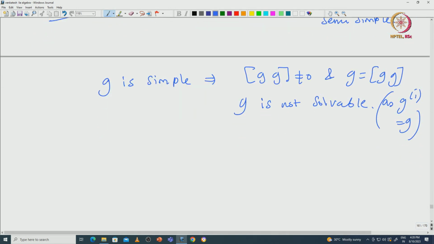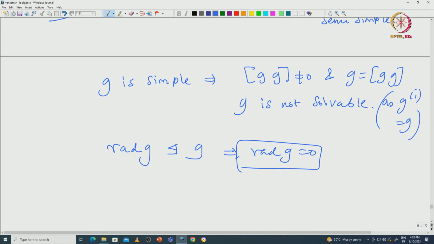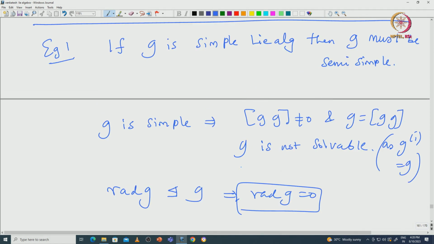So, if you look at the radical of G, this is an ideal inside G. So, either it is 0 or full. It cannot be full because G is not solvable. So, that will imply the radical of G must be 0. That is why all these simple Lie algebras are semi-simple.